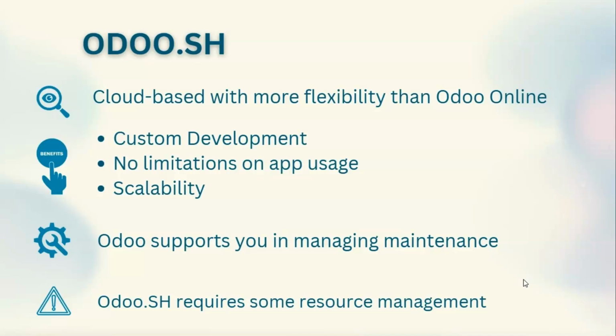Odoo.sh provides unrestricted app usage, allowing businesses to install and use as many Odoo apps as needed. This flexibility supports diverse business needs and enables full customization without extra limitation. Number three, scalability. It's easier to scale as your business grows without needing extensive server management. Odoo supports you in managing maintenance, giving you help without taking over completely.